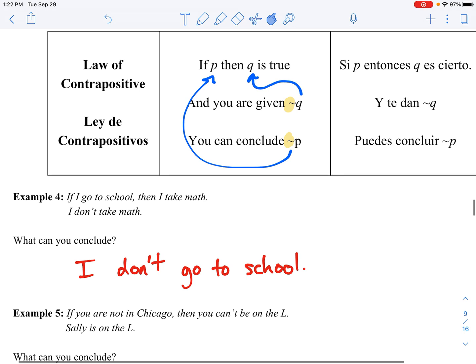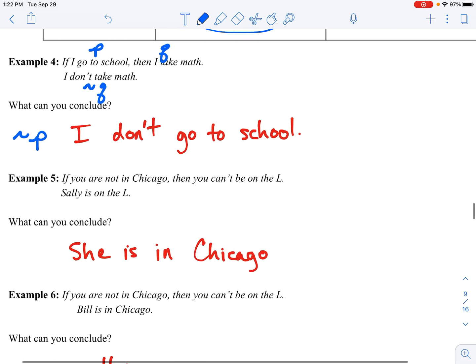So if I go to school, then I take math. So that's P, then Q. Now I'm saying I don't take math, not Q. So what does that mean? Not P. I don't go to school.